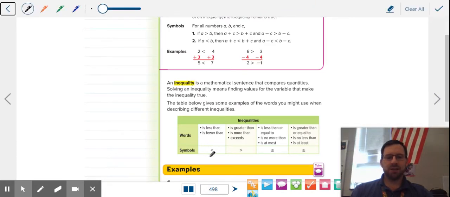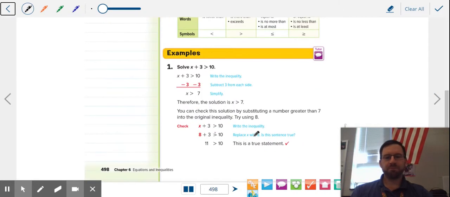A couple words that we want to talk about that associate with inequalities, right? Less than, fewer than is a less than sign. Greater than, more than, exceeds, that's a greater than sign. Then you have these blended signs, which have a less than or equal to. So no more than, at most, right? Those kind of sound like greater than signs, but they're actually less than signs. Then you have greater than or equal to, also no less than, at least. So those sound like less than signs because they have the word less or least in them, but they actually mean greater than or more than or equal to.